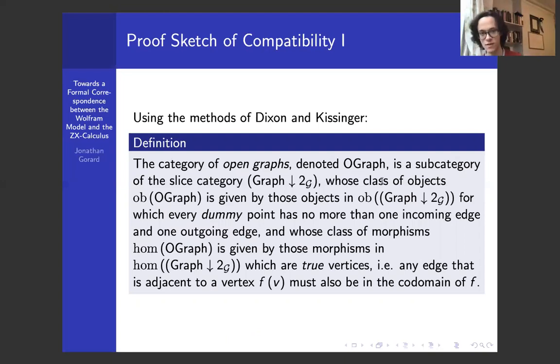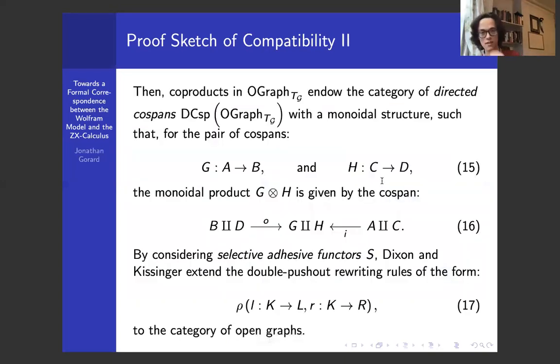So starting from the category of open graphs, you can then consider the category of directed cospans over the category of open graphs. This is Dixon and Kissinger's proof. If you take the co-product of a pair of cospans, then that essentially equips that category with a natural monoidal structure.